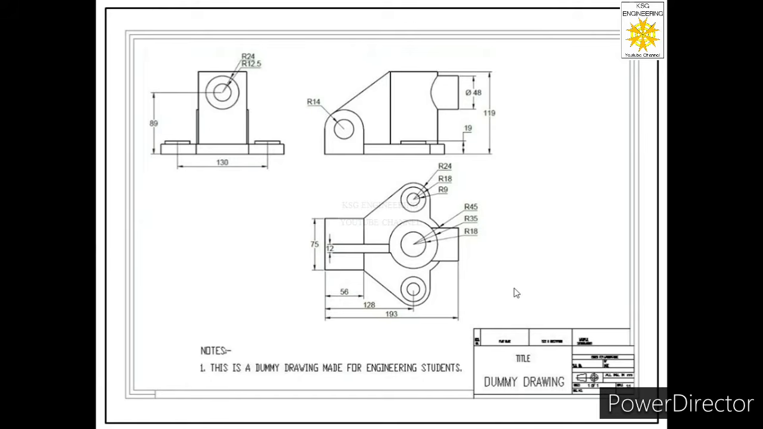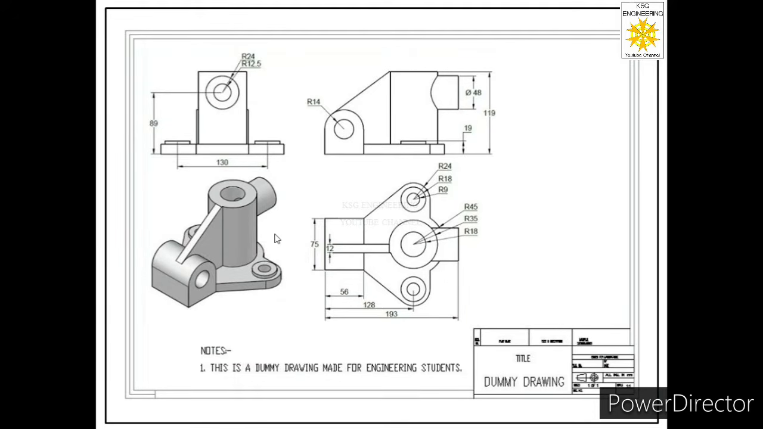So in order to understand the geometry of this object, reader must have the knowledge of the fundamentals of orthographic projections. Only then he can get the geometry of the object. In order to make the geometry of the object more clear to the reader, we assist orthographic projections by one more drawing. We call that as isometric projection, or in layman language we can say 3D drawing of the object.